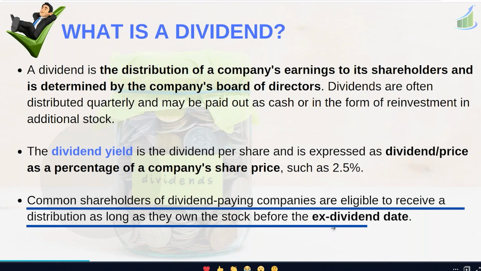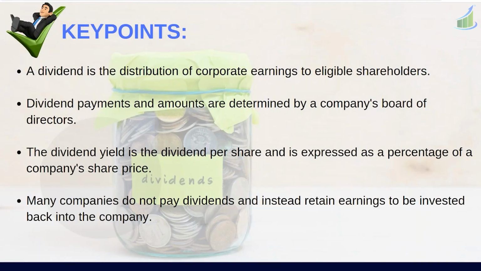Common shareholders of dividend paying companies are eligible to receive a distribution as long as they own the stock before the ex-dividend date. So if you are holding the stock in your demat account before the ex-dividend date, then you are eligible to get the dividend. Now let's talk about what is this ex-dividend date and all the other points.